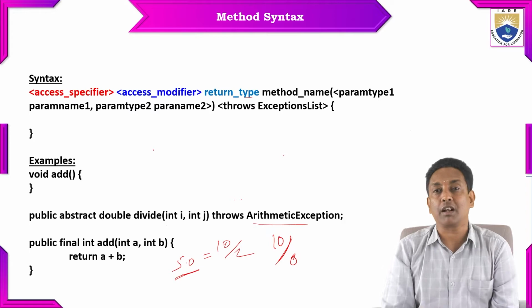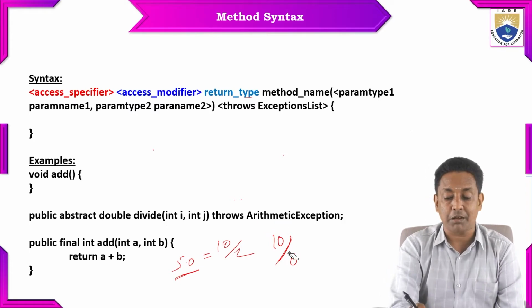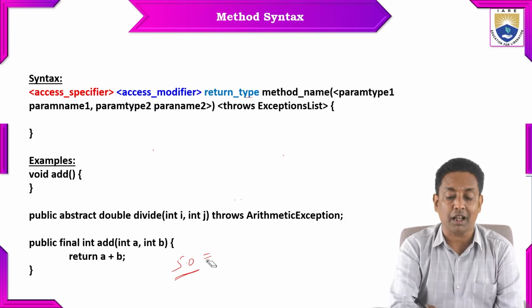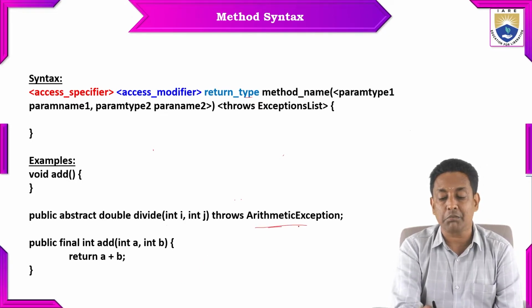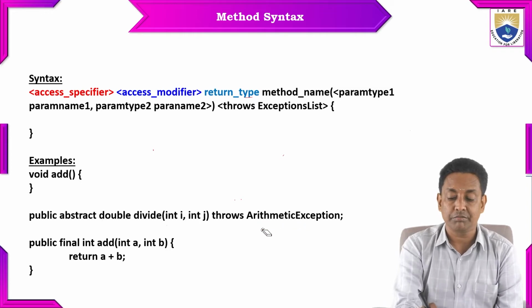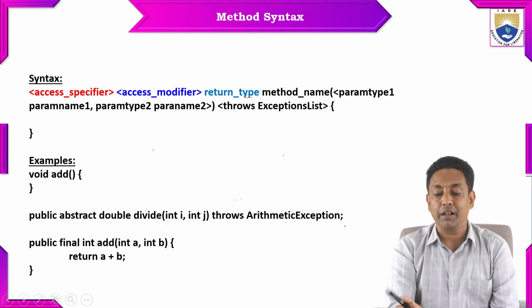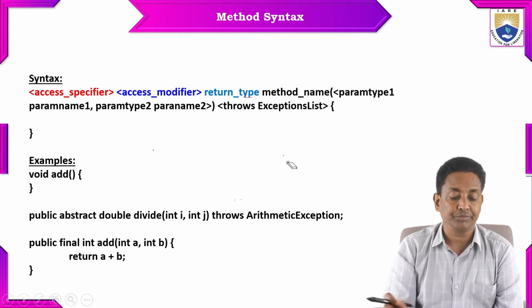In programming, what kind of error will come? In Java programming, the errors raised at runtime are called exceptions. So usually such exceptions are handled by ArithmeticException. Divide by 0 is an arithmetic exception.